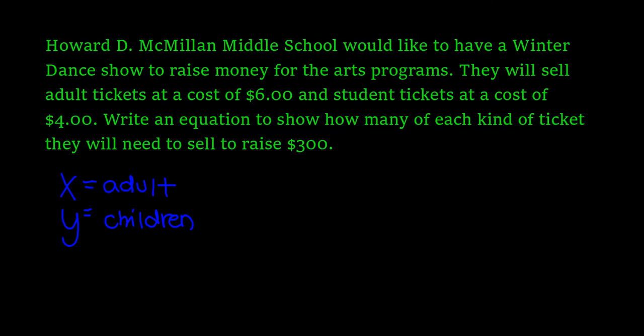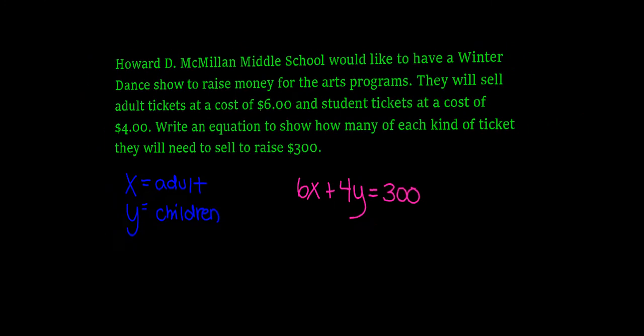Cool. So you should have come up with something along the lines of $6 for every X ticket, which is the adult tickets, plus $4 for every Y ticket, the kid tickets, have to add up to $300. Cool. Let's now try to use that equation a little bit.